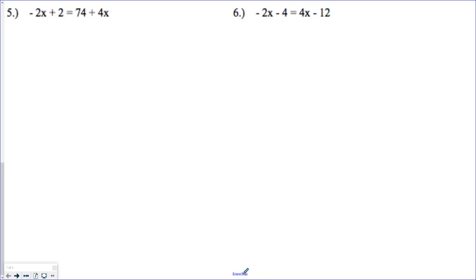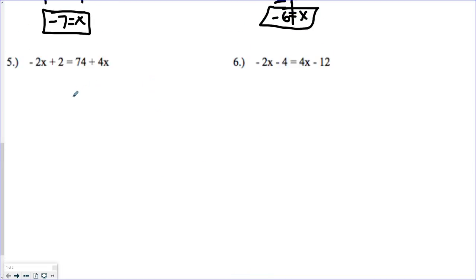Last two are solved very similar to the first few. I'll do this the normal way this time by moving the smaller variable. So negative 2 is less than negative 4, or sorry, positive 4. So I'm going to add the 2x to get rid of it because it is a negative 2x. Now the reason I'm adding this time and not dividing is because I want to move the entire 2x.